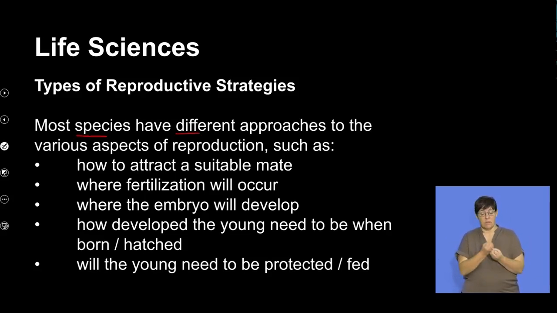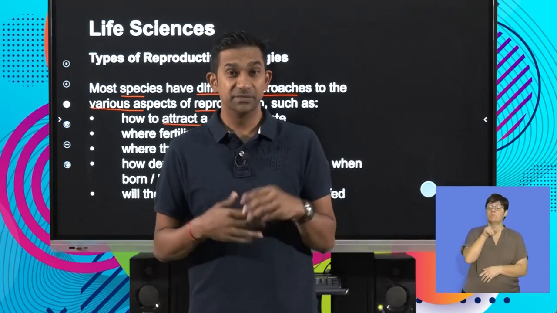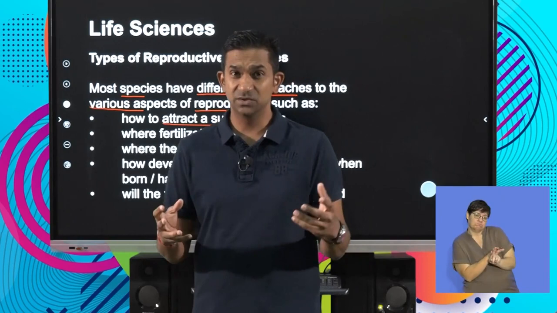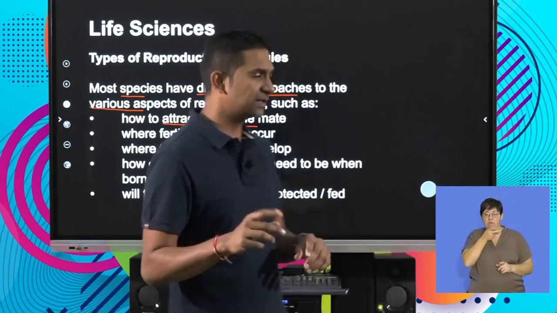Most species have different approaches to various aspects of reproduction, such as how to attract a suitable mate, and that's important in terms of attracting the most favorable mating partner. And we see this displayed in the form of courtship behavior, where individuals will display feathers, they'll call out. So let's unpack that in a while.